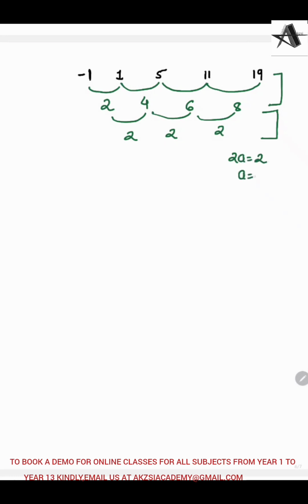So I got a is equal to 1. Similarly, we have to write the original series and your an squared series, because it's an squared plus bn plus c. So original series is negative 1, 1, 5, 11, 19. A is 1, so n squared series now. N equals 1 is 1. N equals 2 is 4. N equals 3 is 9. N equals 4 is 16. N equals 5 is 25.